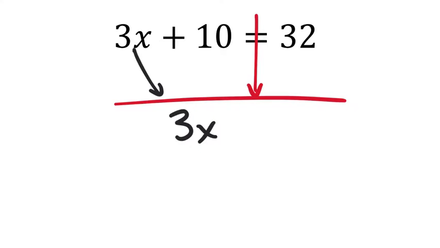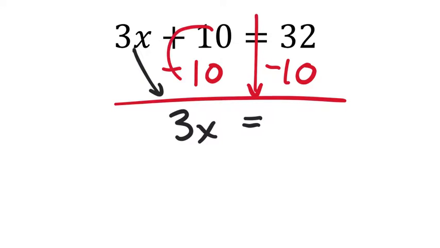But if I'm going to do that, I got to get rid of that plus 10. And by get rid of, I mean I'm going to zero that out by subtracting 10. If I do it to one side, I must do that to the other side. That's the principle of equality. So now I dropped the 3x, but 10 minus 10 is 0, which is what we would plan. And then 32 minus 10 would be 22.